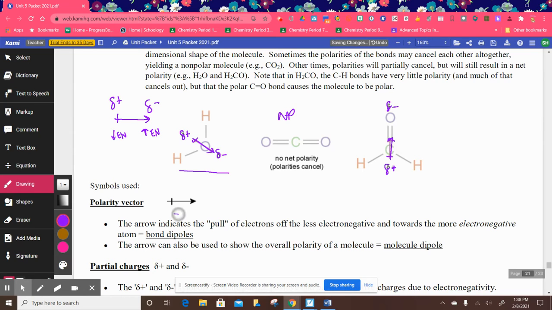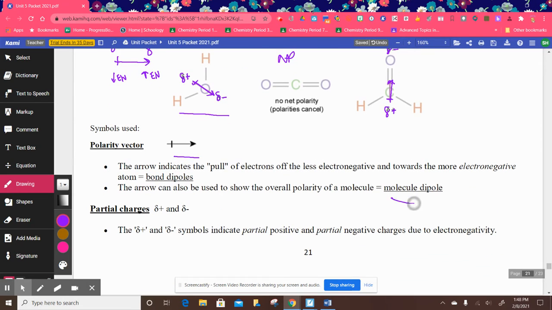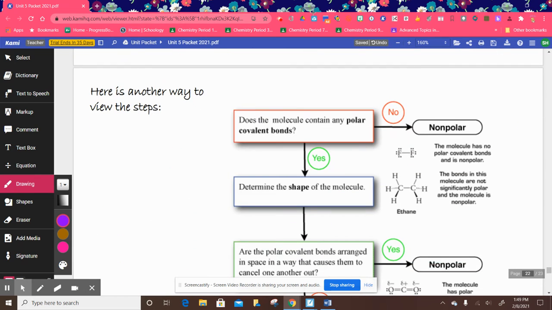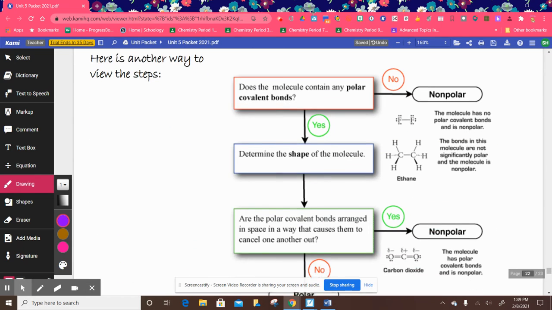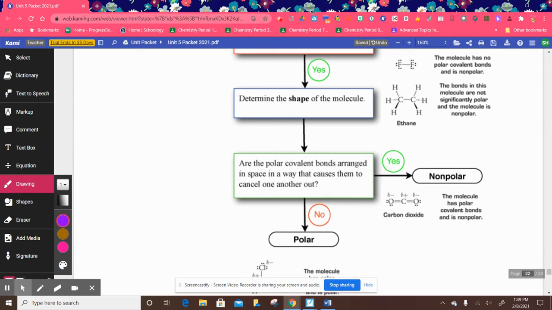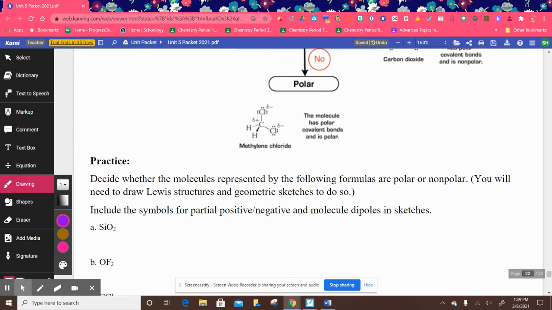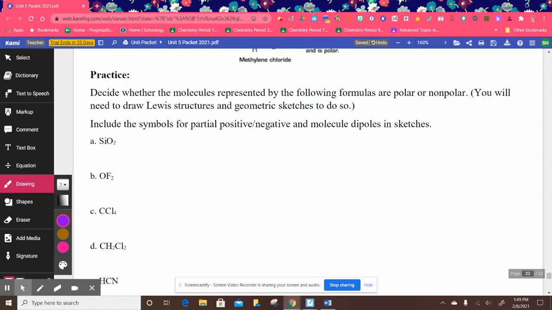Okay. So these polarity vectors, which I just showed you, you can work out by the bond and then do it overall, but really what I'm going to have you show is that molecule dipole. Okay? And then you're going to drop in the partial positive and partial negative charges on top of that. So here's a flow chart on the next page that can help you with these decisions. But we're going to go down here to the practice and see how this all works together, and then add in some intermolecular forces as well.